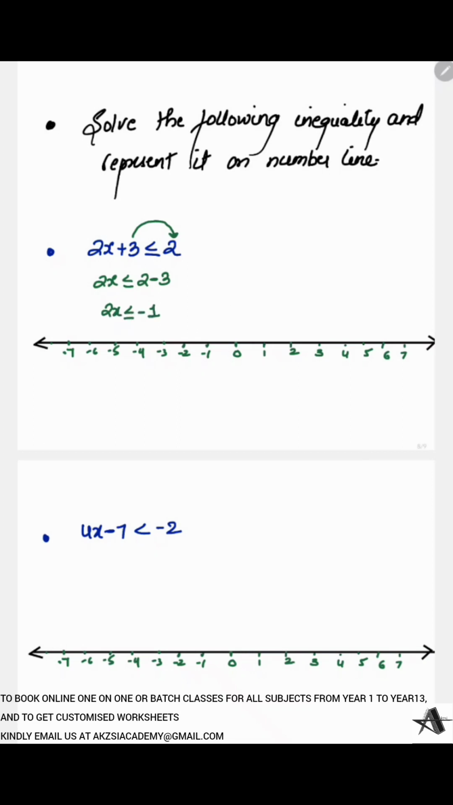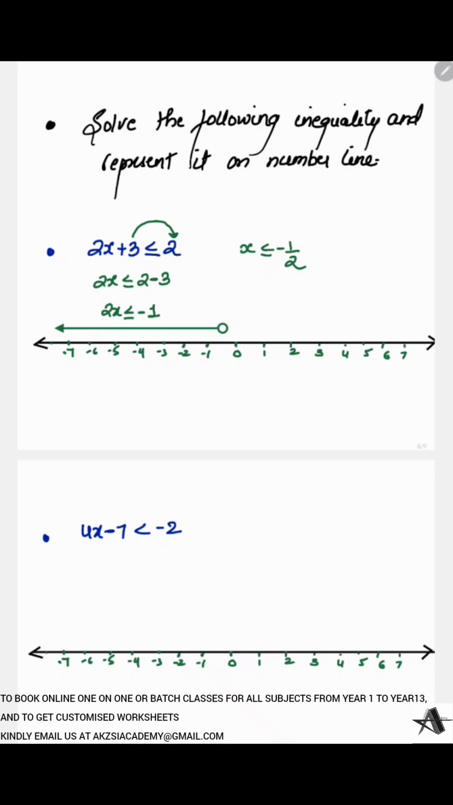Whenever we transpose, change the sign. Now still x is not alone. We need to divide both the sides by 2. It will give you x less than or equal to negative half. So we know that x can take all the values that are lesser than or equal to negative half. So I'll draw a circle over negative half, which is negative 0.5. It is here. And because it's talking about all the lesser values, it will go towards left. This is how we can represent it.